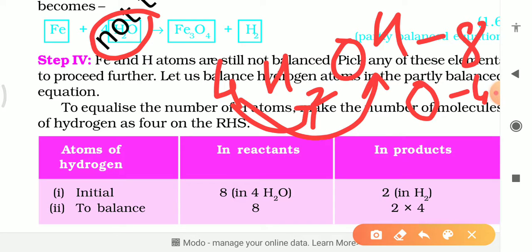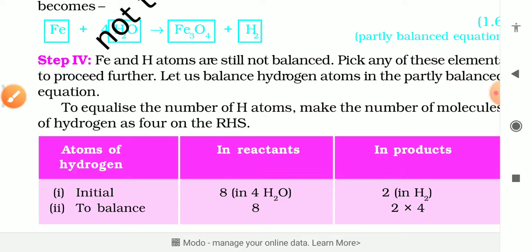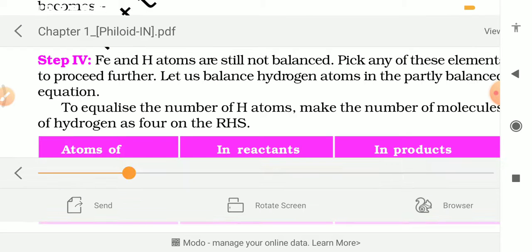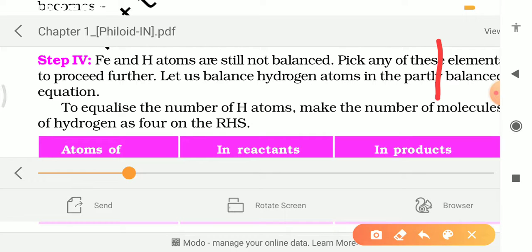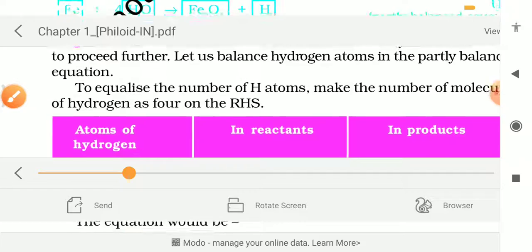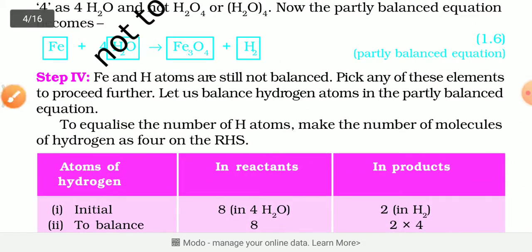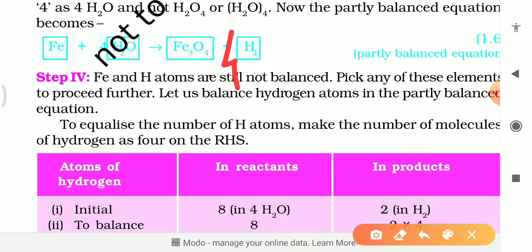Now in the initial, in reactants hydrogen has 8 and in products 2. Hydrogen is only 2 here. So what we will do here, we can multiply the hydrogen with the 4. Then we will put the 4 here. Then 4 2s are 8. Now on the right hand side also, hydrogen has 8.